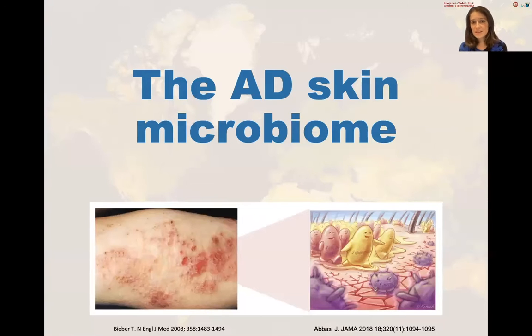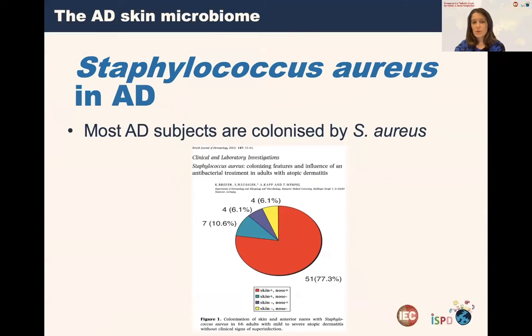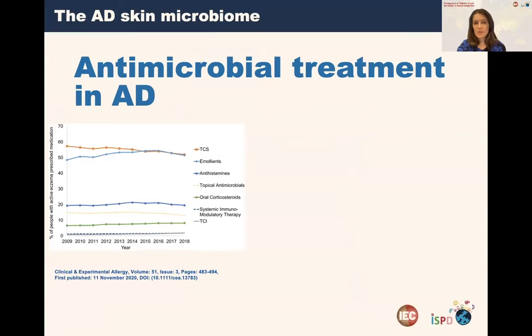So moving on to the AD skin microbiome. So we know that Staph aureus is a very important species in atopic dermatitis, and it's the most common organism to cause infection in the disease. It's been known for a long time that most AD subjects are colonized by Staph aureus, compared with only 5% of healthy individuals. And we know that antimicrobial treatments are very important in AD and one of the most commonly prescribed treatments in the disease.